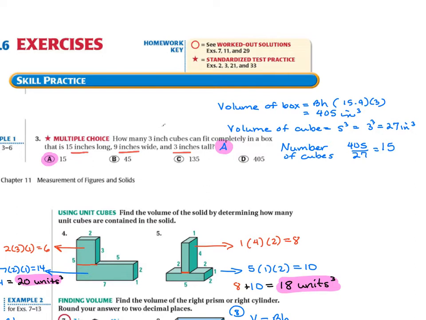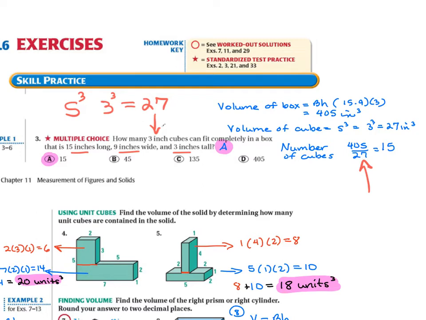I also need to figure out the volume of one of these cubes, and a shortcut formula for volume of a cube is just side to the third power. So if I do 3 to the third power, each cube is 27 inches cubed. So then now I take the 405, divide it by 27, and I get 15.